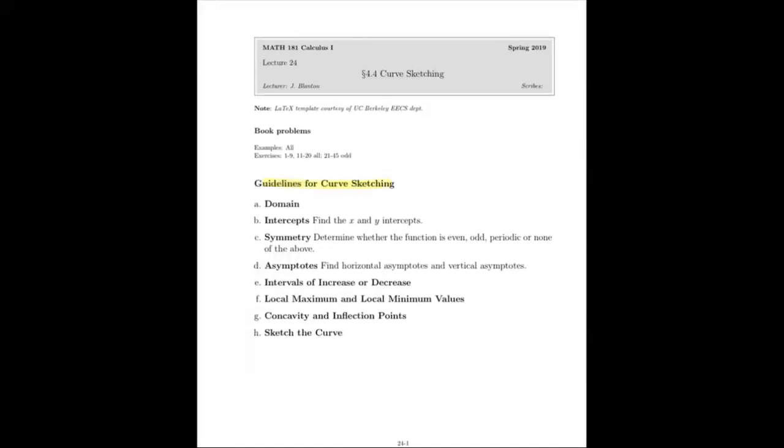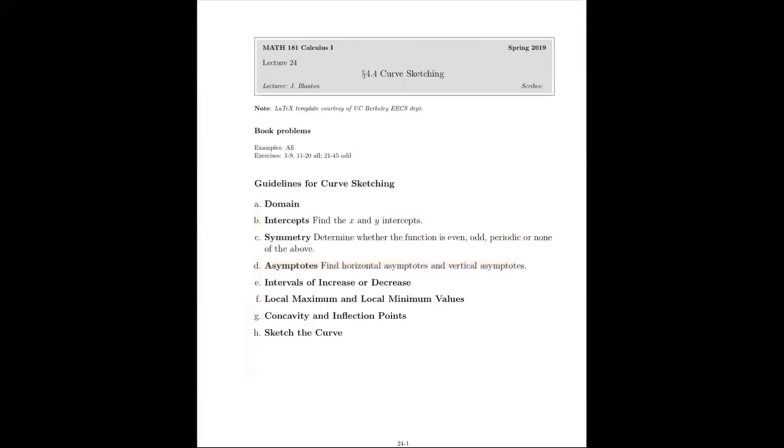The guidelines for curve sketching are generally the steps that you'll take or the information that you'll need to find. Are these A through H steps that we have below. I believe that's 8 steps total. And first is the domain of a function. That's an algebra question. The intercepts, the x and y intercepts of a function, that's essentially algebra again. The symmetry of a function, whether or not the function's even, odd, periodic, or none of the above.